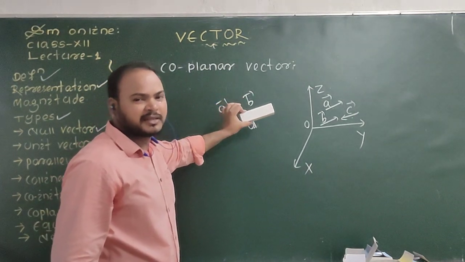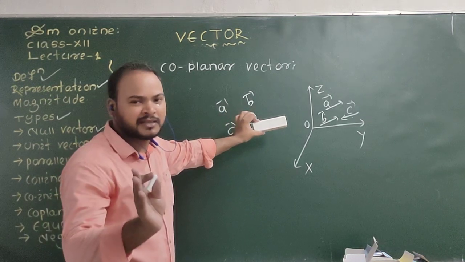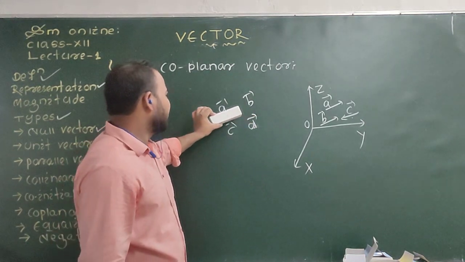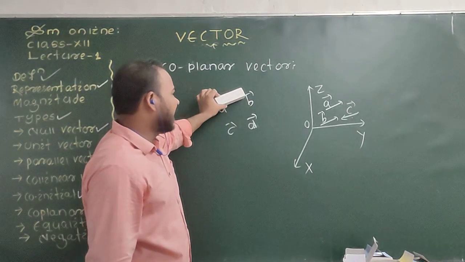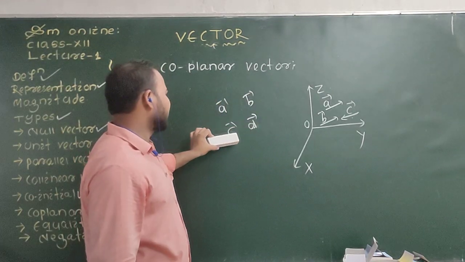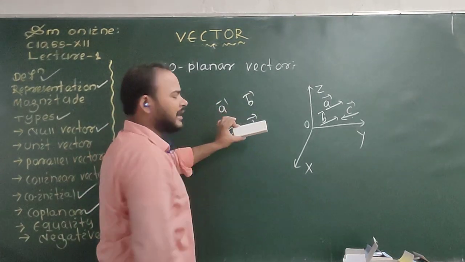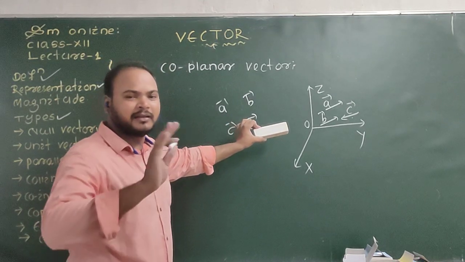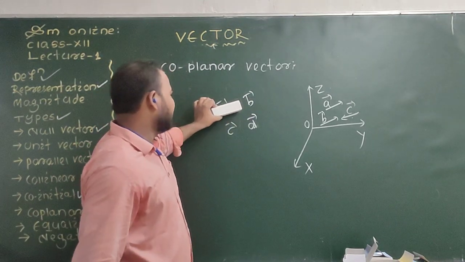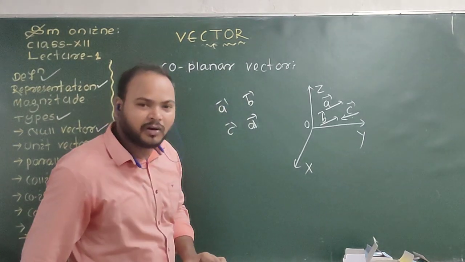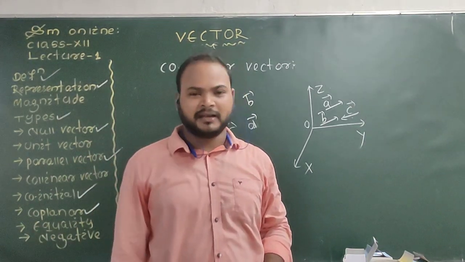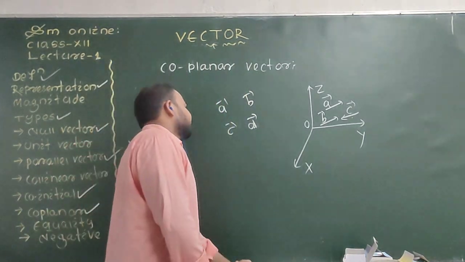Because the green board and our duster are parallel to each other, and vector A and vector B lie in the green board, and vector C and vector D lie in the plane of the duster. That's why vectors A, B, C, D are also called coplanar vectors. Okay.